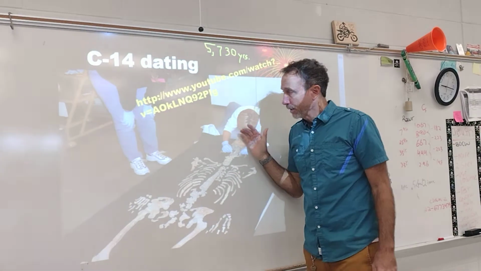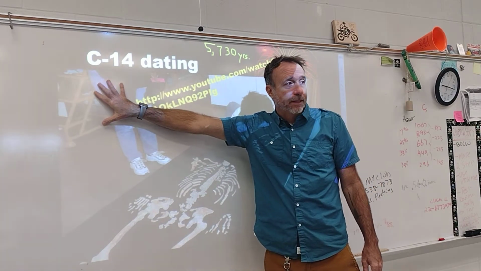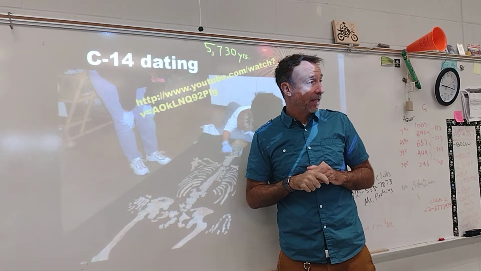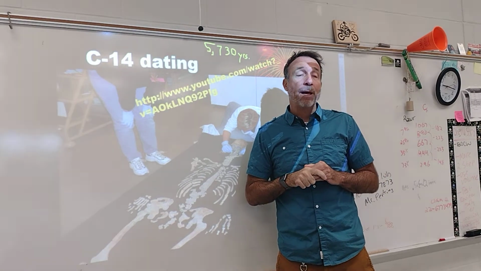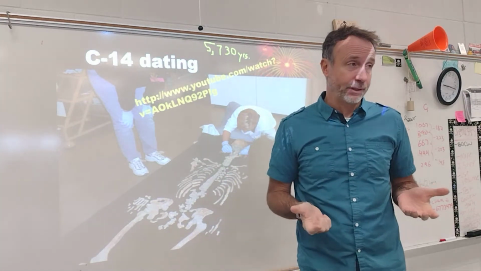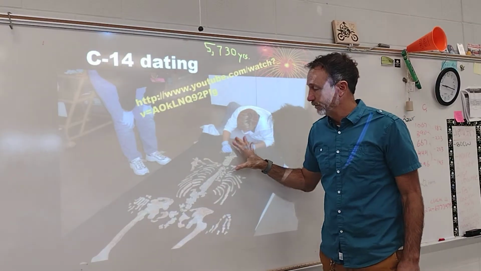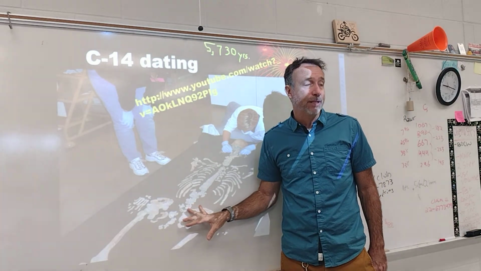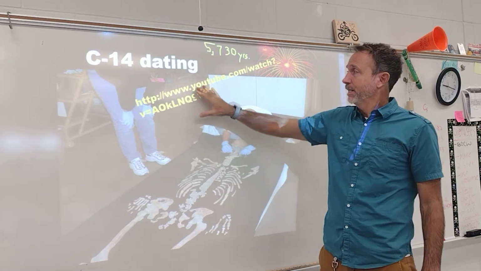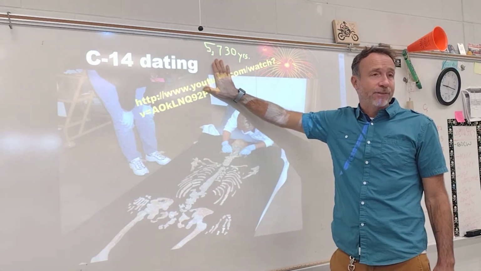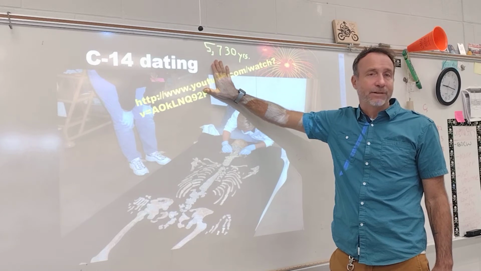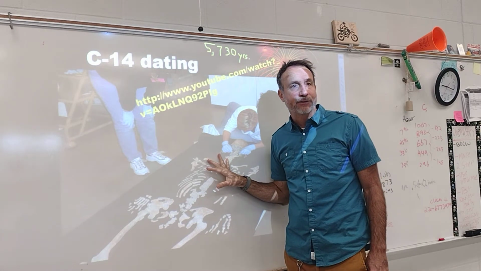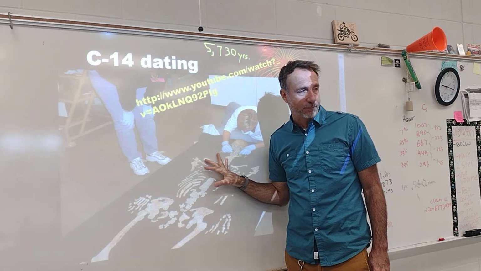Well, carbon-14 is an isotope of carbon, and it beta-negative decays into nitrogen-14. Carbon-14 is found in your bones. If we look at your bones, we can see how long ago you died. Carbon-14 has a half-life of 5,730 years. That means when this guy died, he had a certain amount of carbon-14 in his bones.